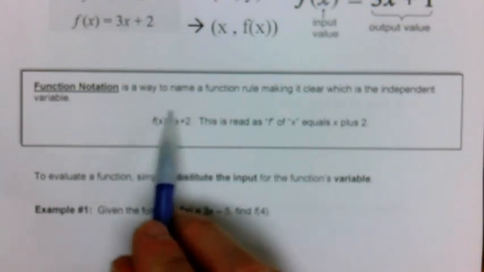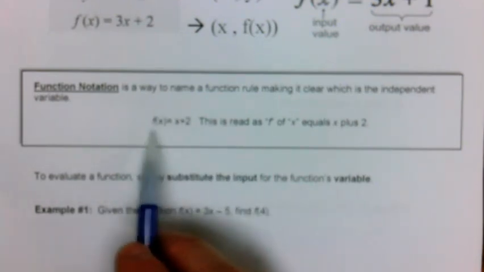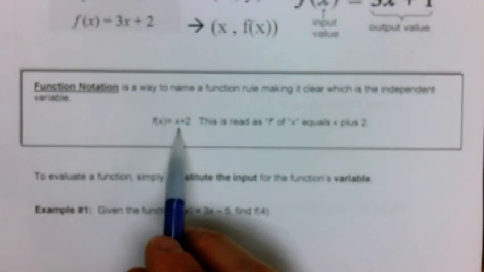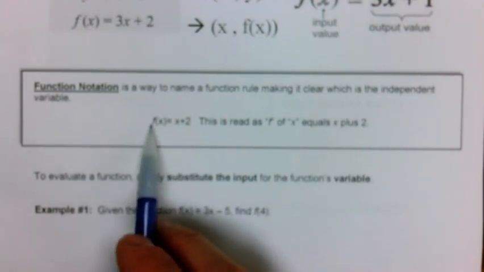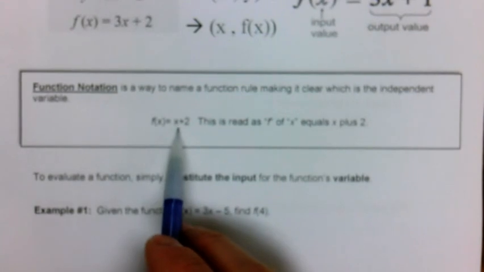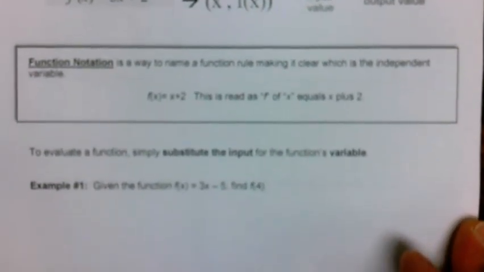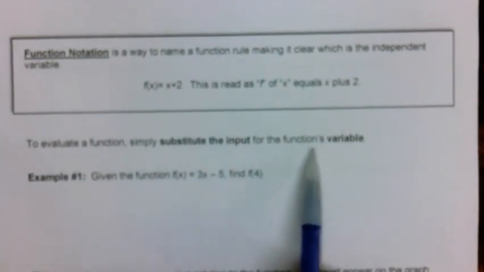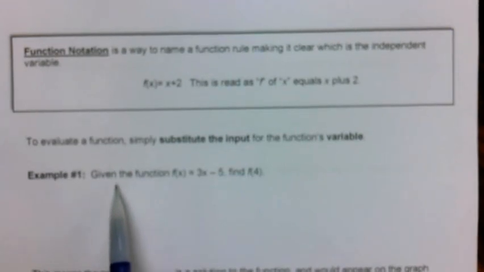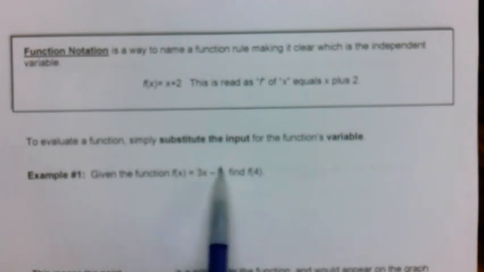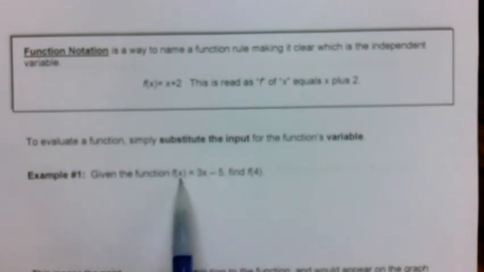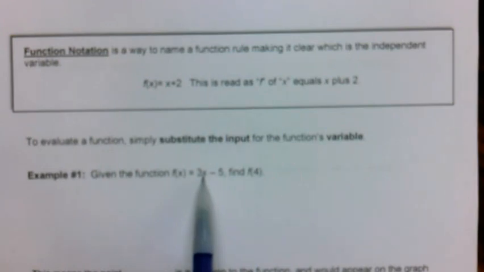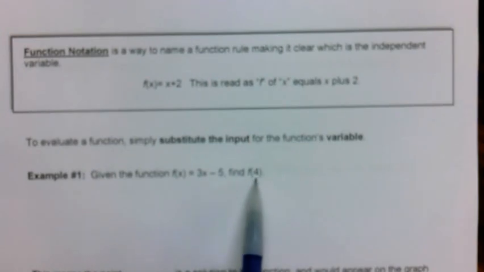This is what the function notation looks like. This is read as f of x equals x plus 2. So some function of x is equal to the x value plus 2. In order to evaluate a function, you simply substitute the input for the function's variable. So in this example, it says given the function f of x equals 3x minus 5. This is the function rule. We're going to take x values and substitute them in here to get certain y values or output values. In this example, it says find f of 4.